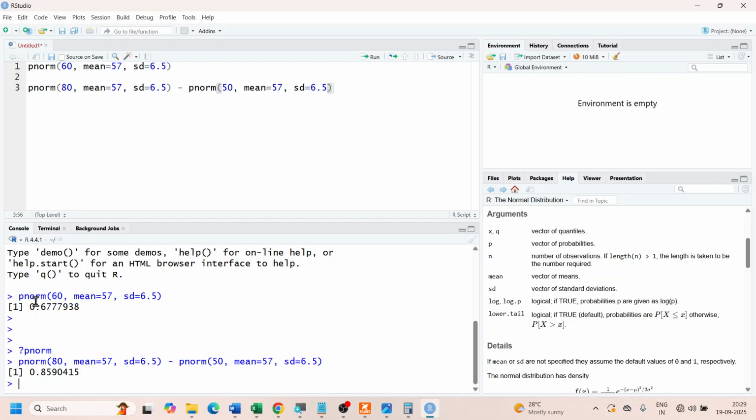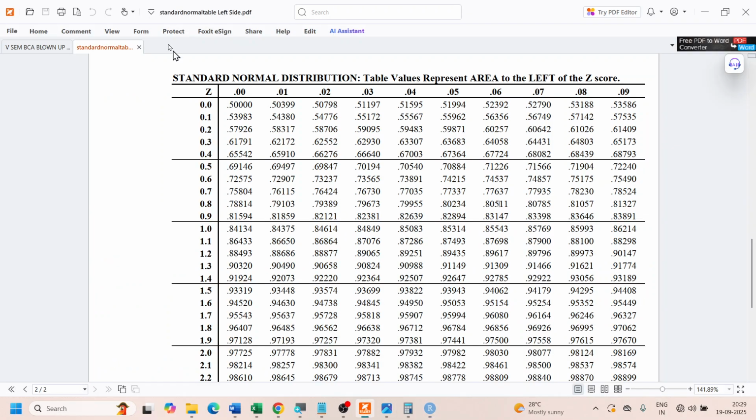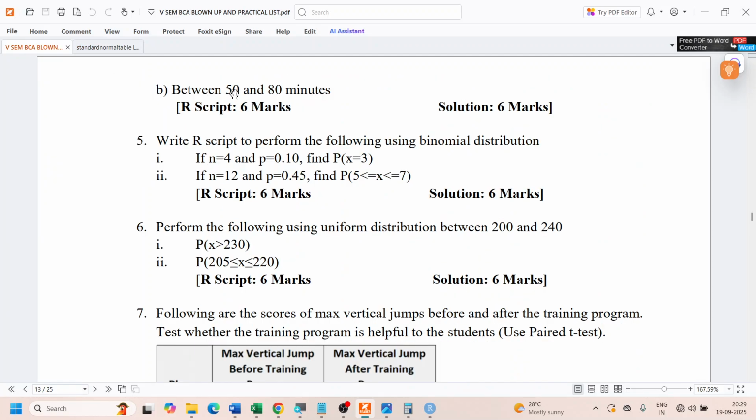So in any case, the essence of this is that 67.77% is the answer that you are going to get. Now let us look at the second question. What is the second question? The second question says in between 50 and 80. How do you get the probability in between 50 and 80?